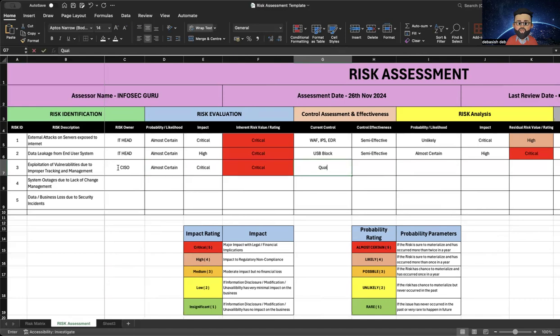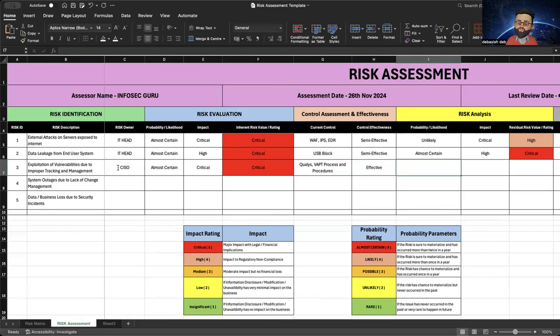We have Qualys, which monitors the vulnerabilities. We have VAPT process and procedures, which monitor vulnerabilities and do the penetration testing of all the assets. Now, after doing this, we have done the testing of the control. It is quite effective.